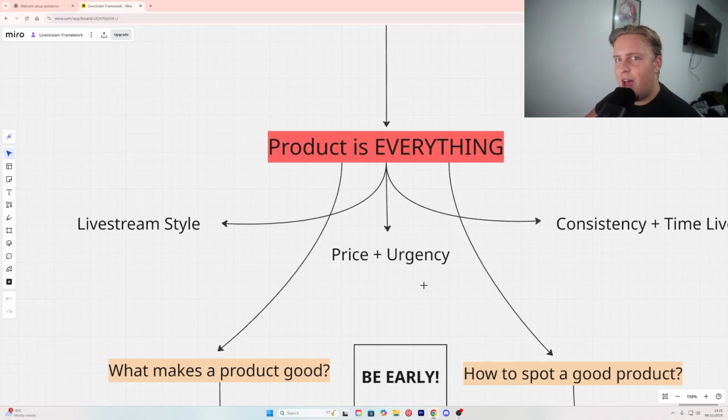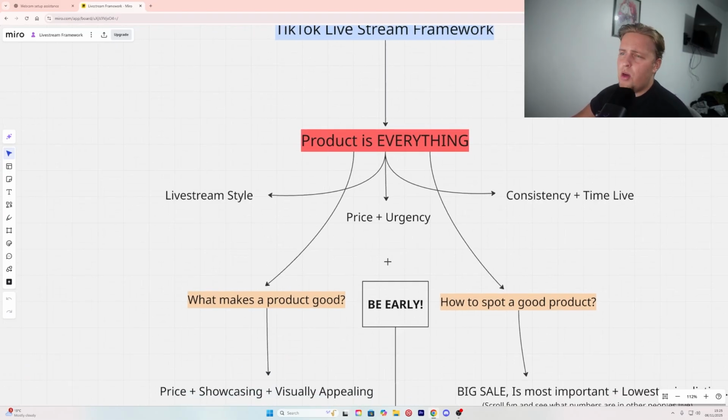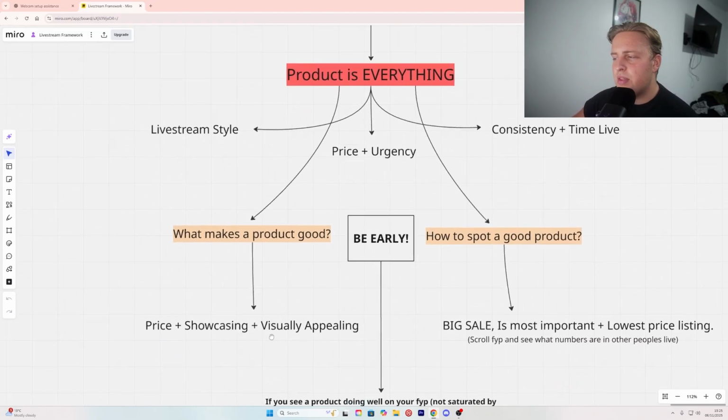Make sure they understand that if they don't get it now, they aren't going to get it at this price. And it almost forces people to buy that way. So create urgency and create scarcity in your lives. And then you've got to look at, okay, you say all this, but what makes a product good? So there's 3 main things.